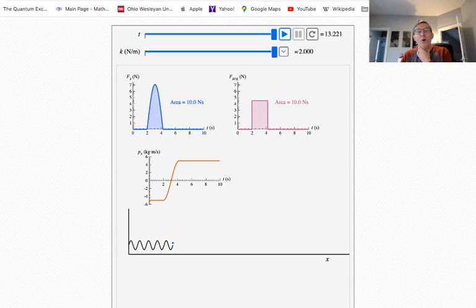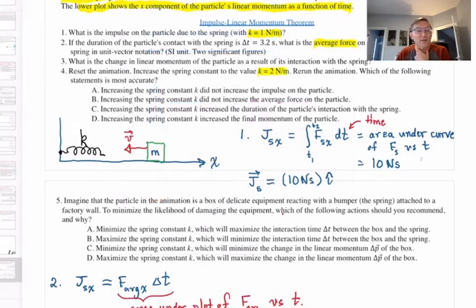Look at the plots, all the plots. F spring, the actual spring force. Ooh, it goes up pretty high now. Still pretty messy. The average spring force, that's a nice flat top rectangle, but it still goes up pretty high. And then the p sub x plot. Okay? Got a picture of that? Now let's go back to the question so we can decide. It was a multiple choice, wasn't it? What's the correct answer? So what happened when we doubled the spring constant?